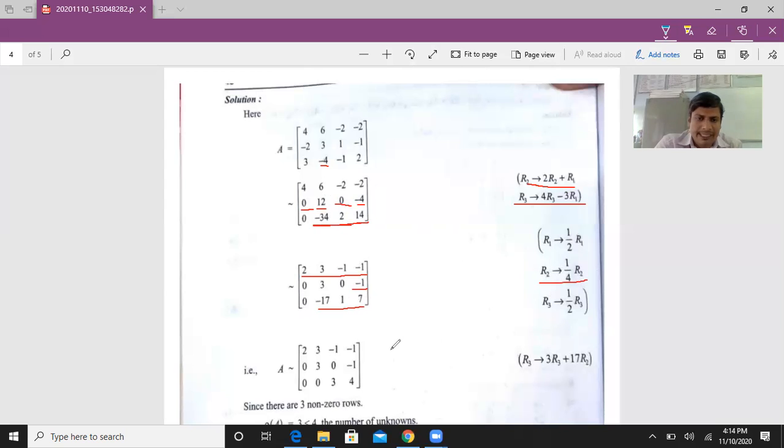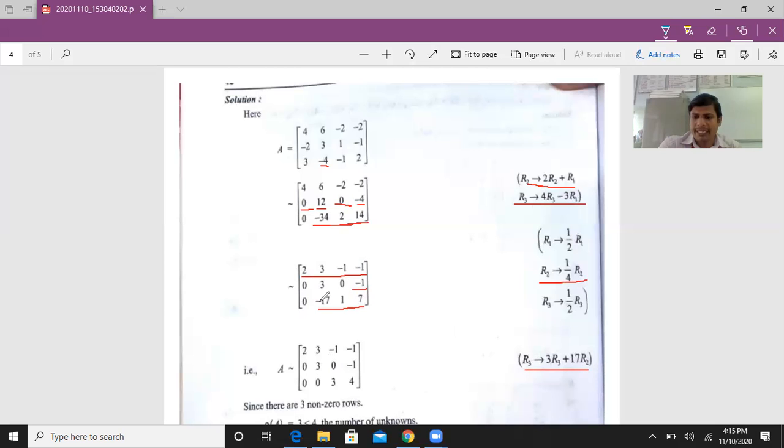Okay. Next come to A. The final answer, that is A equal to, you write, that is 2, first row as it is: 2, 3, minus 1, minus 1. Next, second row as it is: 0, 3, 0, minus 1. I write here. After that, the R3, that is the final R3 equal to this one: 0 is there, minus 17, 1, 7 is there.